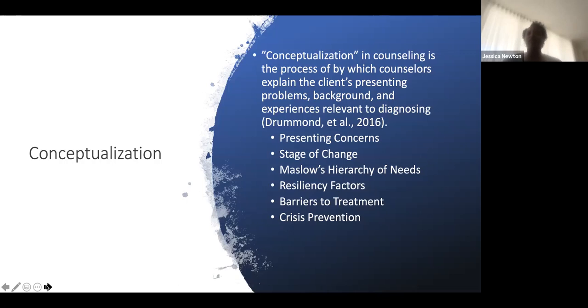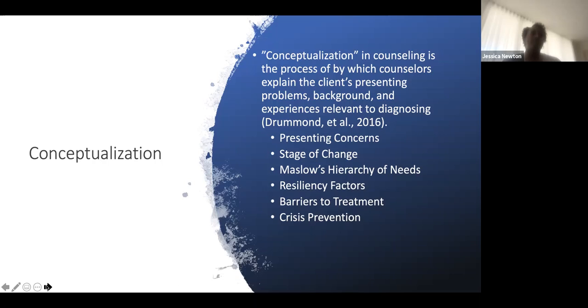Viewing Maslow's hierarchy of needs, where is the person today? Do they embrace this humanistic perspective? And if they do, then what is it going to take for them to reach self-actualization? What are some of the resiliency factors? What are the things that allow them to bounce back and push through? And what are some of the barriers to treatment? Barriers to treatment may include transportation. Barriers to treatment may include childcare.